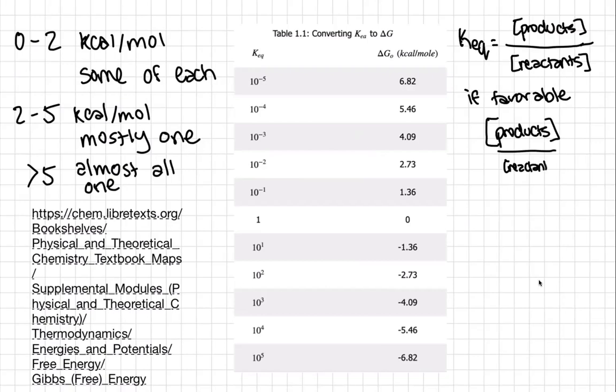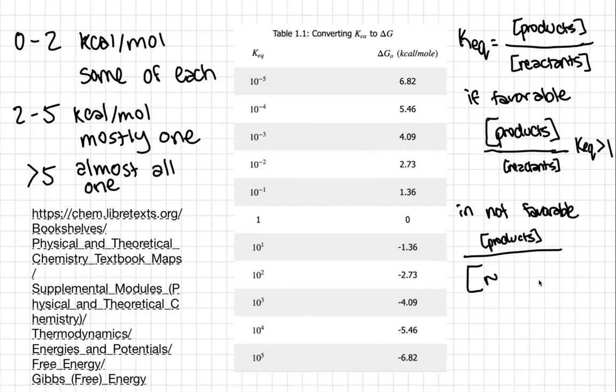Because remember, this is what's happening at equilibrium. No matter if you started with a bunch of reactants, they go and react, and so you get more products, and you end up with an equilibrium where you have more products than reactants. So then the Keq is going to be greater than 1. But if not favorable, what you'd end up with is no matter what you started mixing, you get a little bit of products and a lot of reactants.